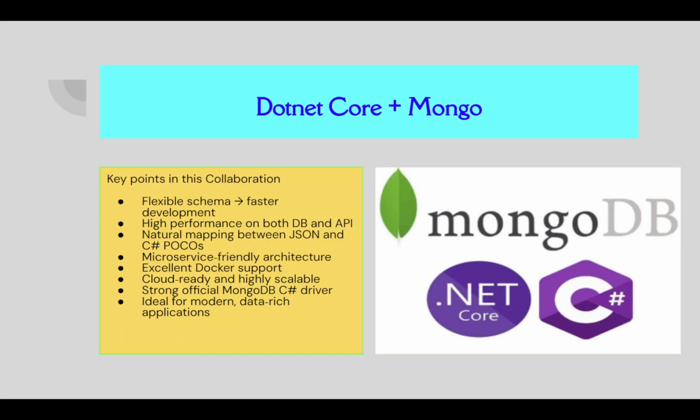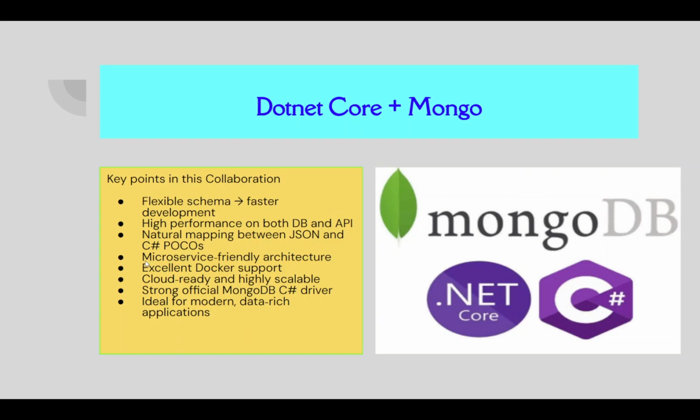MongoDB is optimized for high speed reads and writes, and .NET Core is a very fast backend framework, using lots of asynchronous tasks and multi-threading methods. So the combination of .NET Core and MongoDB will give high performance on both the database side and the backend side. And naturally, mapping between the JSON and C# POCO classes will be very easy.